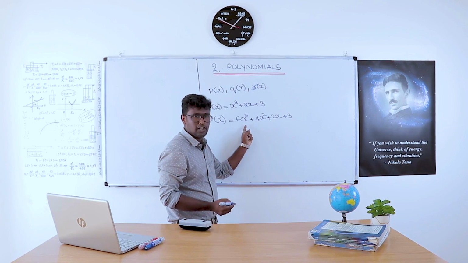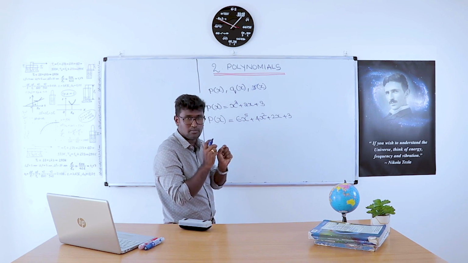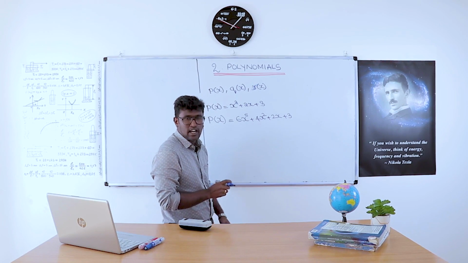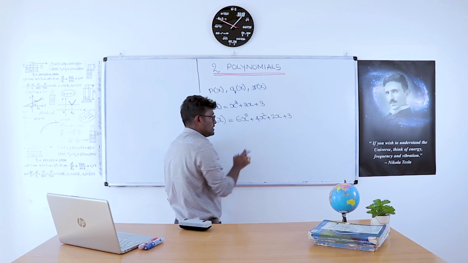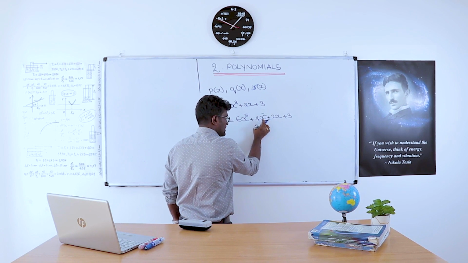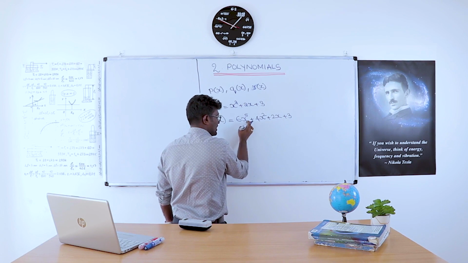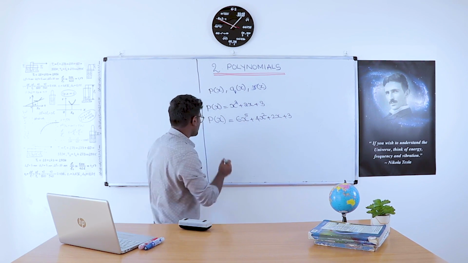It consists of how many variables? Only one variable. That is x is the variable here. But how many terms? There will be 4 terms: 1, 2, 3, 4. What is the highest power of the variable here? The highest power of the variable is 5. Because here x is a variable but the power is 2. x is a variable, the power is 1. x is a variable but the power is 5. So the highest power here is 5.